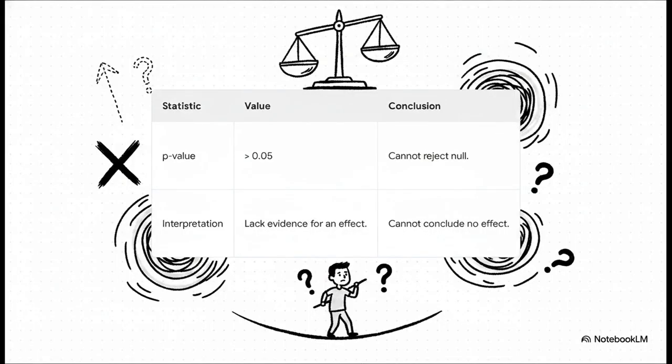All right, first up, the frequentist analysis. The p-value came back higher than 0.05. So, by the book, that means they cannot reject the null hypothesis. But just look at that interpretation. All they can really say is that they lack evidence for an effect. They can't say the effect isn't there. It leaves you in this really unsatisfying statistical limbo.